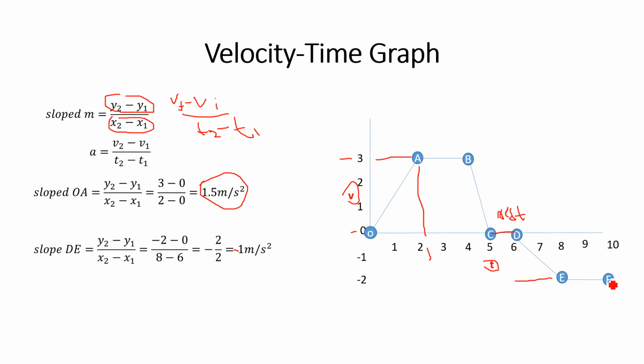While from E to F, we see there is no change in the velocity, which indicates a constant velocity with zero acceleration. So the slope of a velocity time graph is acceleration, which is equal to v2 minus v1 divided by t2 minus t1, or the y-axis divided by the x-axis.